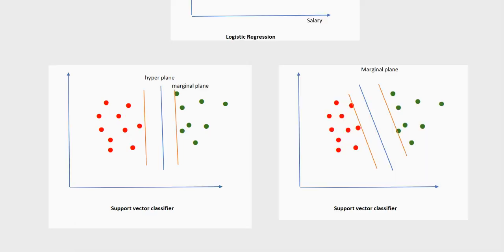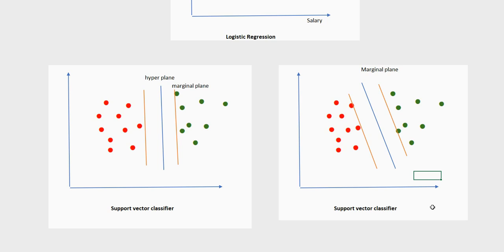Okay, so like that it will check where it gets the maximum distance, and maybe here this line is getting the maximum distance. The distance between the marginal planes, these two yellow ones, is more, so that is the best fit line. And these are the support vectors. They are actually supporting the marginal plane, so that's why they are called support vectors. And this algorithm is known as the support vector classifier.